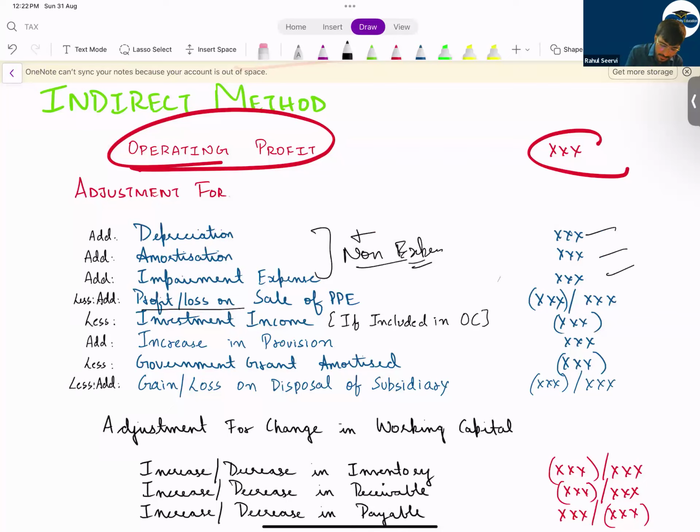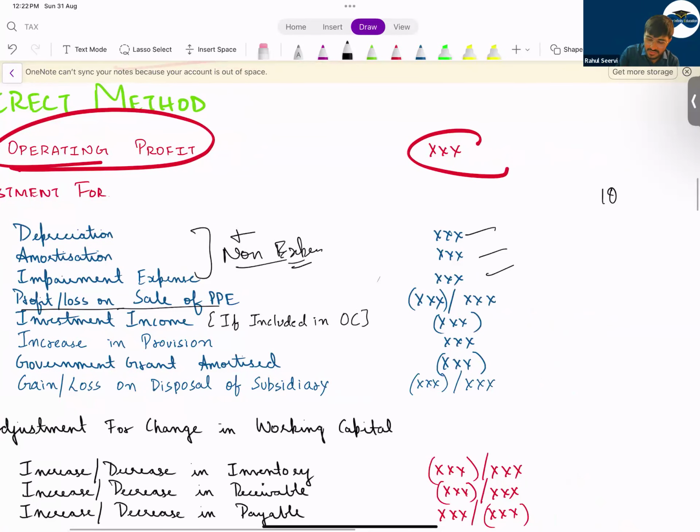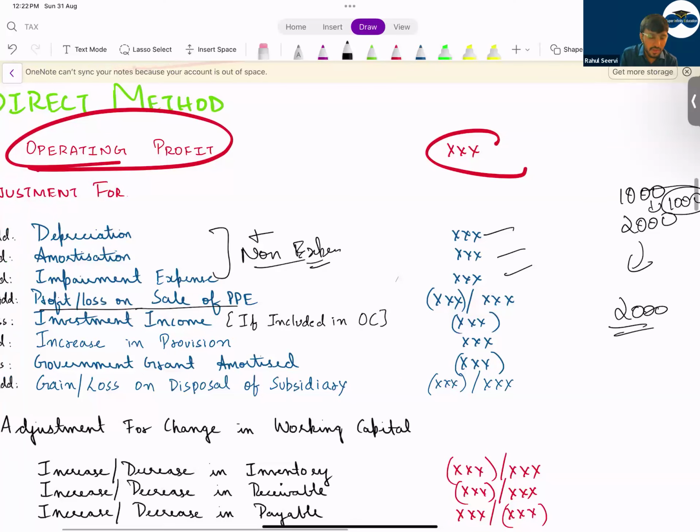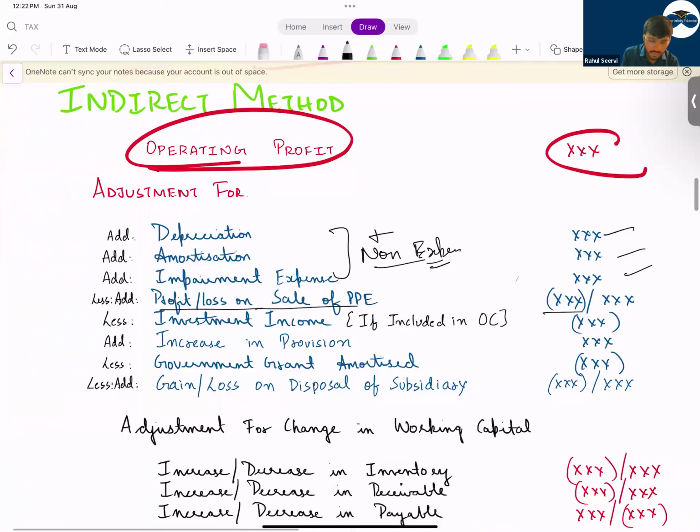Then if there is a profit or loss on the sale of PPE, or if there is a profit or loss on the sale of a subsidiary, you should do the treatment. Why should we do the treatment here? Because this amount will be taken into investing category. Because if I say today my carrying amount of an asset is 1000, I've sold this for 2000, my profit is how much? 1000. But in investing category we directly write down the cash flow as 2000. So from here we have to remove this 1000 impact. So if it is a profit, we will reduce it. If it's a loss, we will add it.